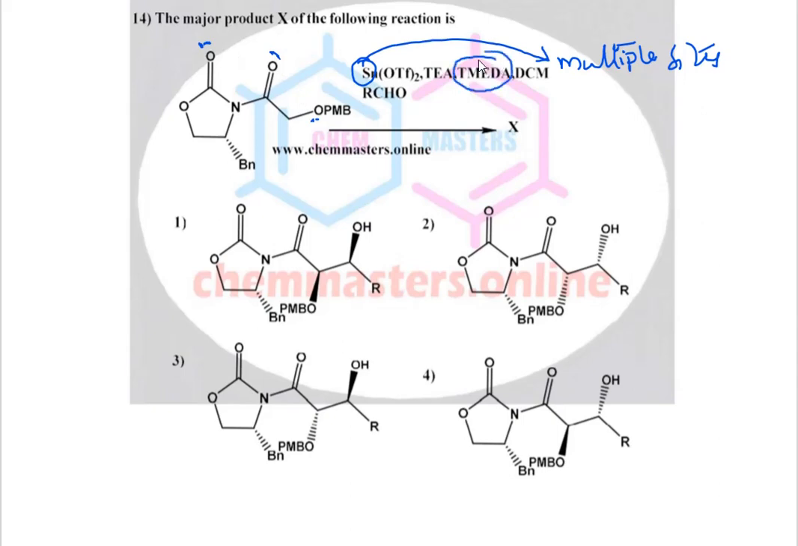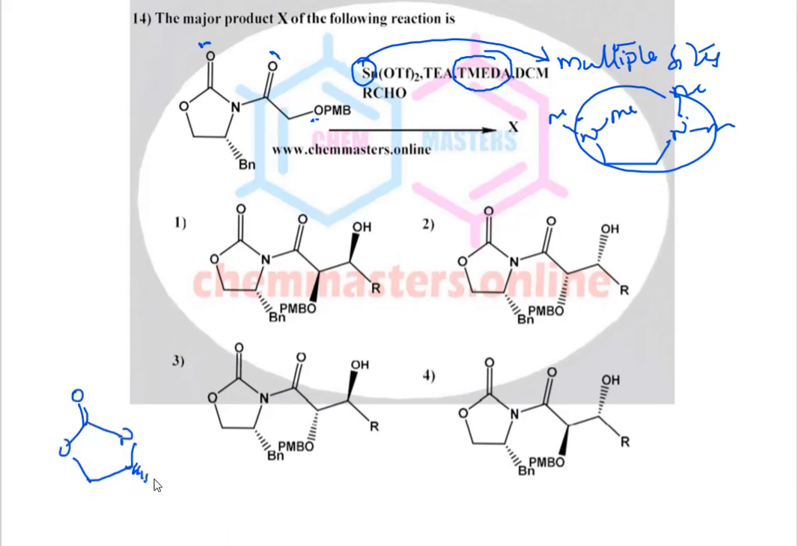But here we have tetramethylethylenediamine. What is the structure of it? Just try to draw. So TMEDA chelates with tin. This chelation effect of TMEDA changes the transition state, which can be observed here. Okay, here is the benzyl group, and here C double bond O, right? And here OPMB. Okay, so tin chelates with all these.